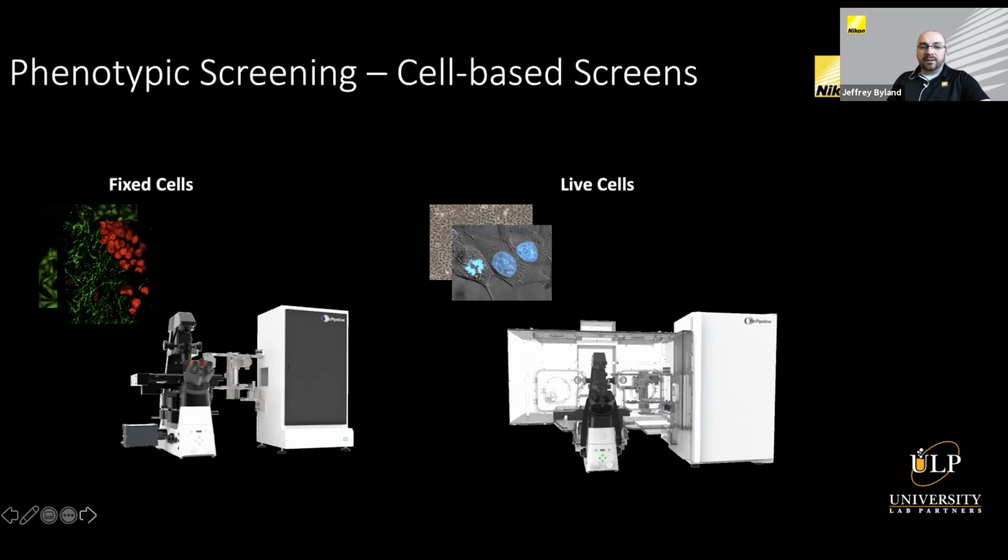Then if we want to add another dimension and look at cells over time, then we can look at a live cell system like the biopipeline live. And here now we can look at cell behavior. And this is what allows us to get even more content from our imaging, because frame to frame, as the cells are changing, as they're growing, as they're dividing, as they're interacting with each other, then we can extract even more information. And so the content goes up. And these are really the two main types of phenotypic cell-based screens, fixed or live.